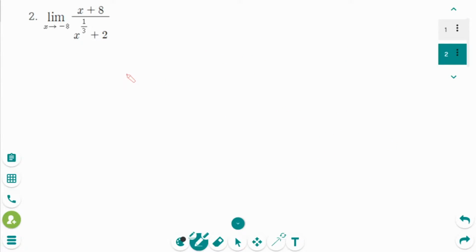This is the next question. When you put minus 8 into x, it makes the 0 over 0 form again. It is similar to question 1. So let x to the power of 1/3 be a. Then cube each side to get x equals a cubed.